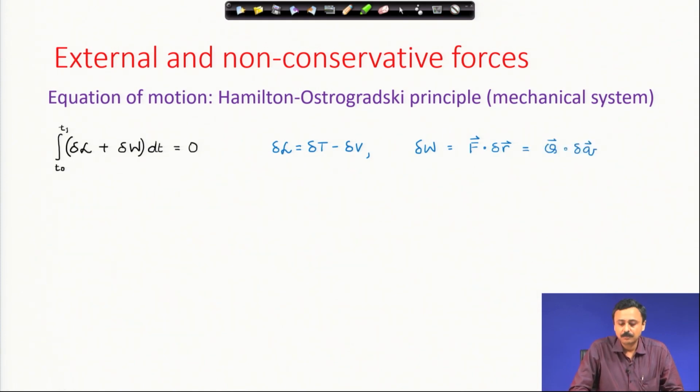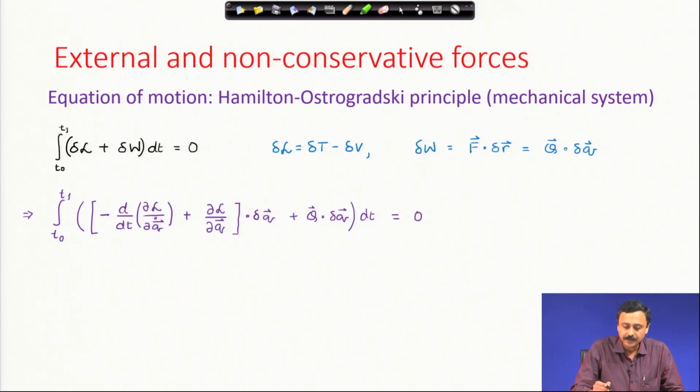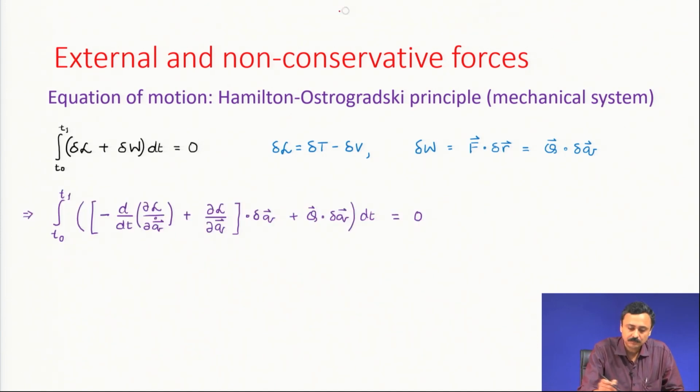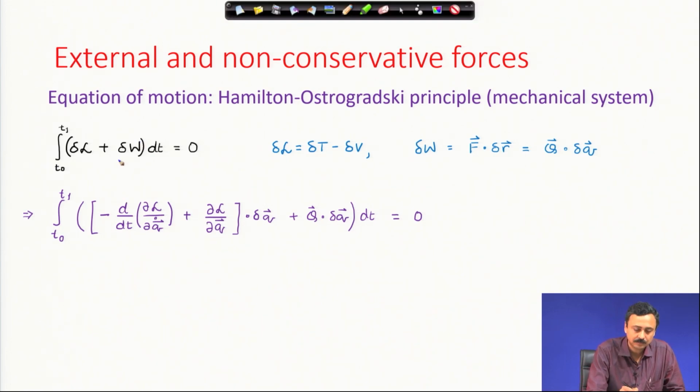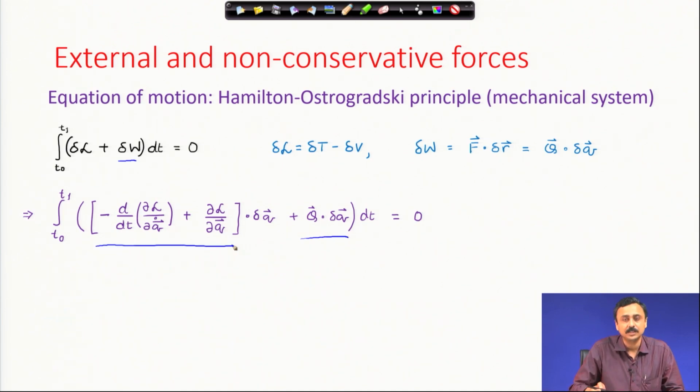Now, we come back to the Hamilton-Ostrogradsky principle and introduce this delta W in terms of the generalized forces and variation of the generalized coordinates. Why? Because I will pull out this delta q. This part of the derivation we have already discussed when we did not have external forces. Therefore, I start from here. This simplification I have already done. I have thrown out the boundary terms because the variation delta q at the boundaries must be 0. All those steps have been taken care of.